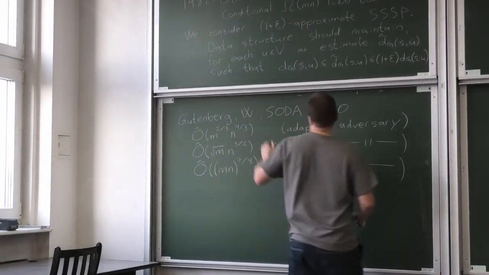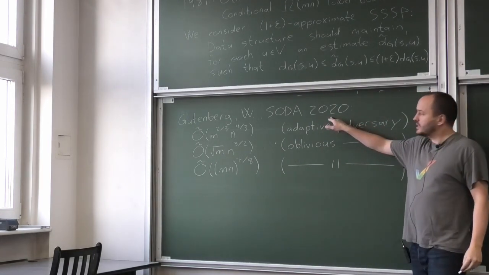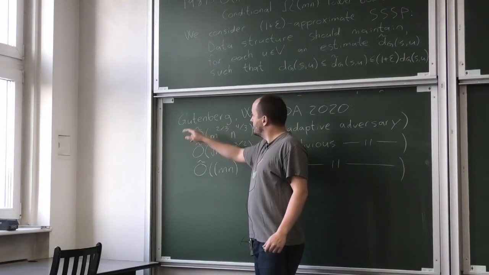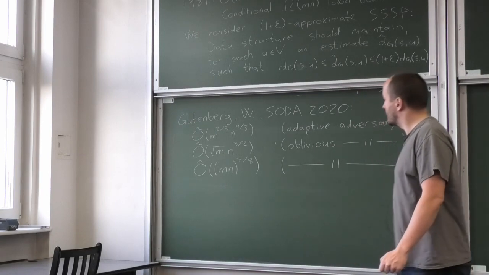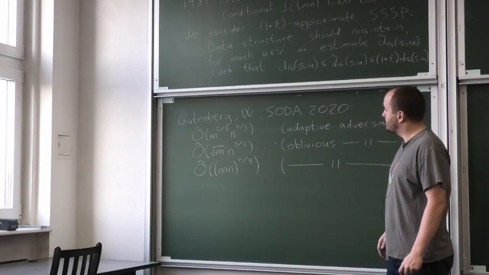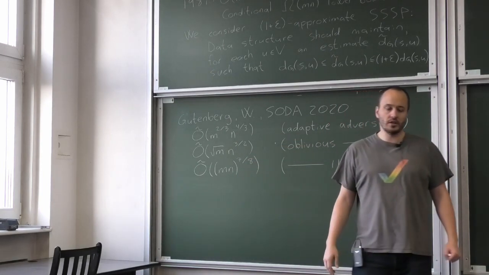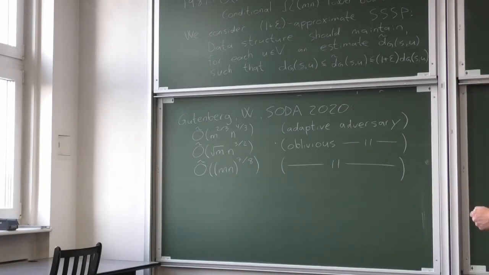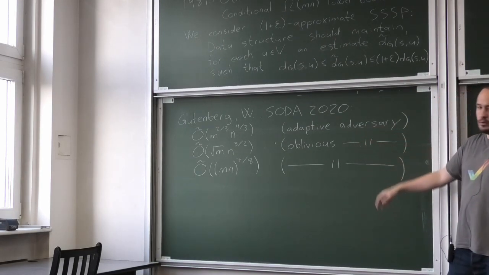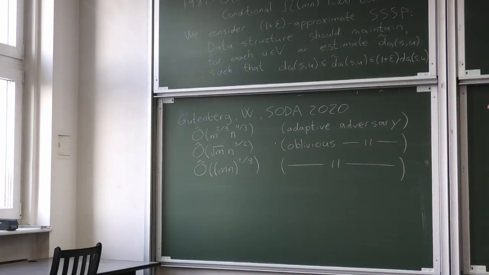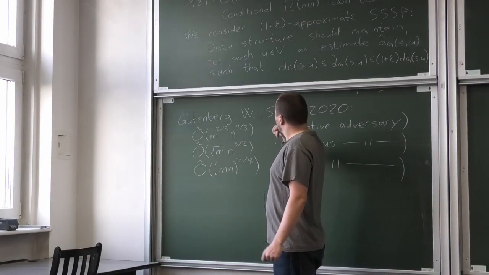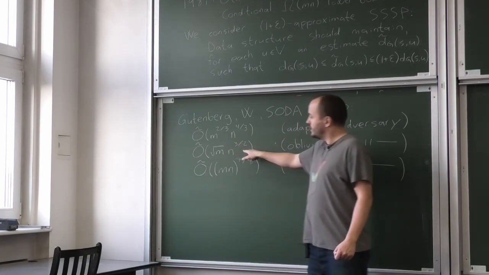So today I'm going to talk about a paper that hasn't been published yet, but it's been accepted at SODA 2020, and it's by me and my PhD student Maximilian Probst Gutenberg. And we have 3 bounds in our paper. So this is a total time to maintain approximate single source shortest path distances. And what this means here, adaptive and oblivious adversary, I will come back to later on. But basically, if you look at, for instance, this bound here, right?